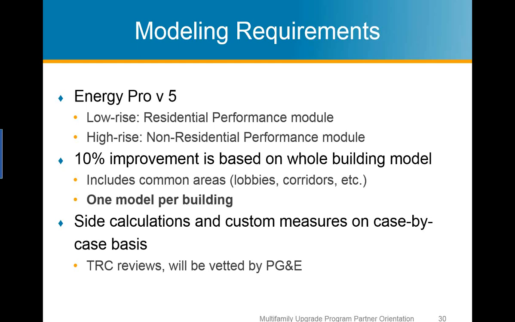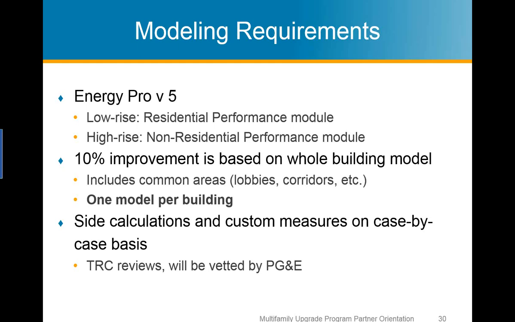The 10% improvement is based on whole building energy model savings. This includes common areas such as lobbies, corridors, etc. If upgrades are being done in common areas, those are eligible to be included in the models. The program does require that one model per building is submitted. Because this is a building-by-building program and not a property-level program, the incentives are issued on a building-per-building basis. So one model per building is the only acceptable modeling method at this time. If you have questions about that, please feel free to contact program staff.